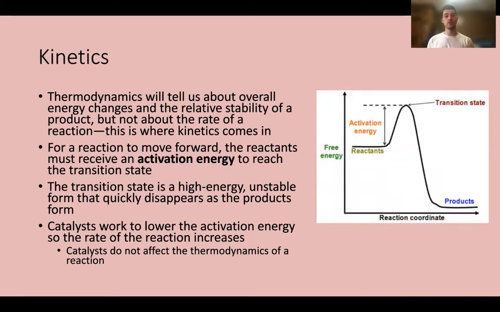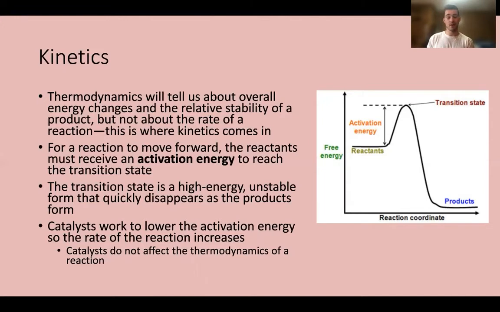Okay, so we were talking a little bit about thermodynamics, and kinetics are obviously also super important for finding out information about these reactions. Thermodynamics will tell us about overall energy changes and the relative stability of the product, but not about the actual rate of the reaction. When we have a spontaneous reaction, we can look at the delta G equation and decide if it is spontaneous. If delta G is negative, it's going to tend towards its equilibrium, but those formulas do not tell us anything about how fast it reaches equilibrium.